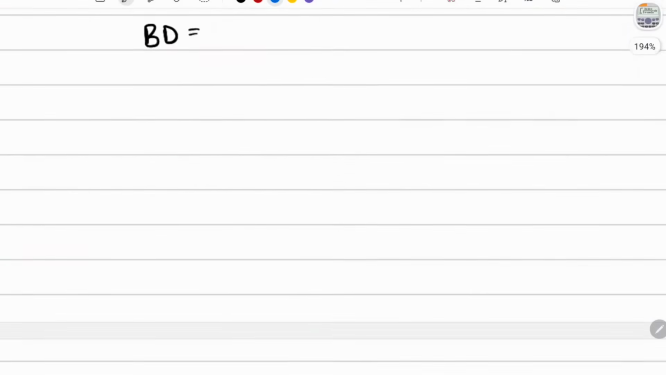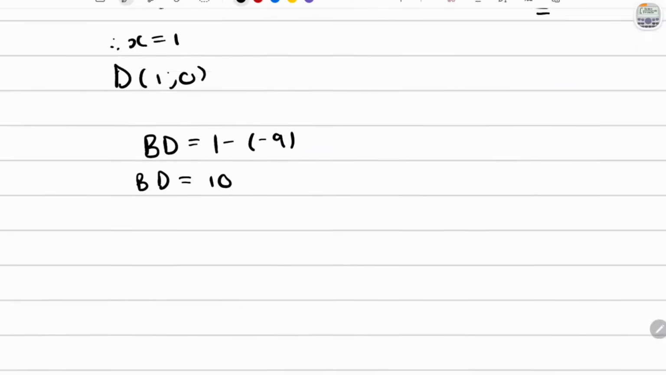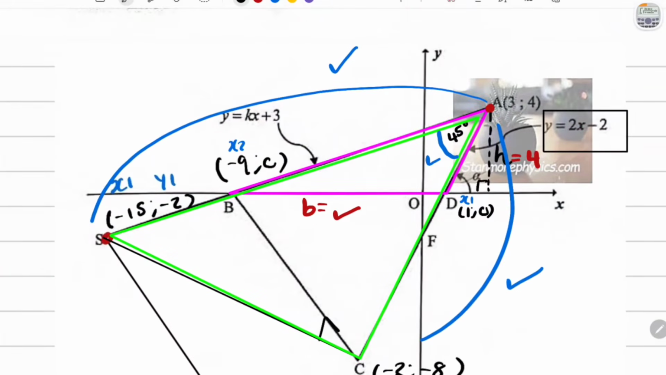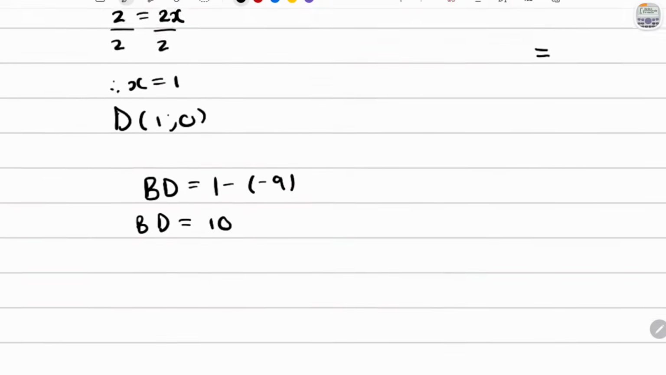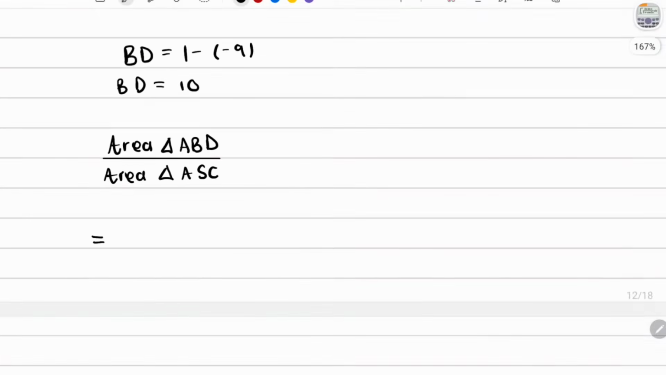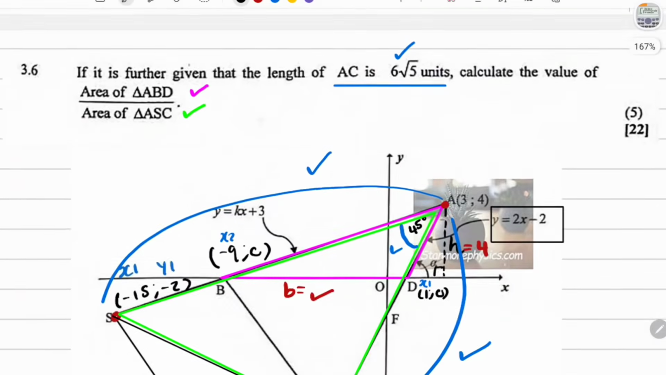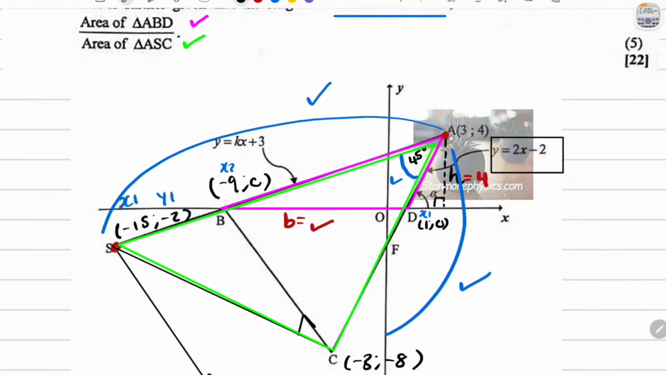Okay, so that's 1 minus -9, which is of course going to be 10, because that becomes a +9. So BD is 10 units, and we know that the height of it is 4 units. So the area of ABD is a half multiplied by our base of 10 units multiplied by our height of 4 units for that triangle. Okay, we're done with that one.